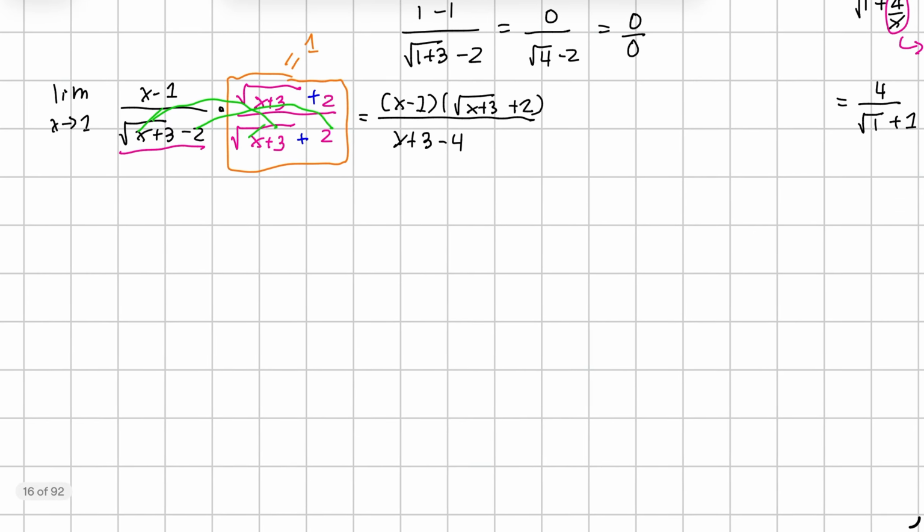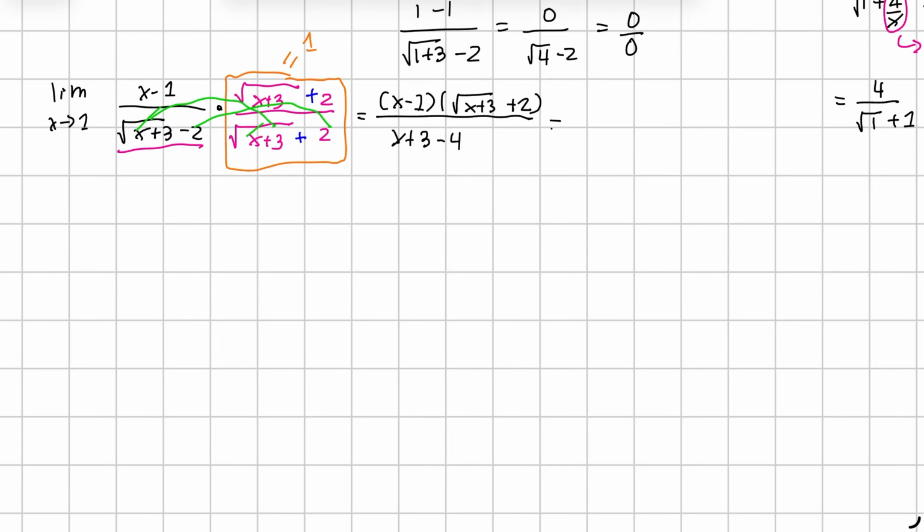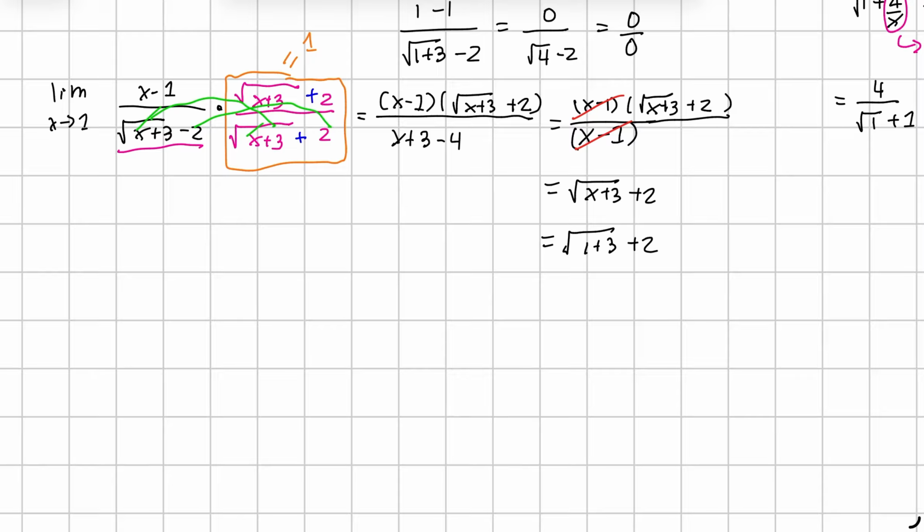Now, what can we do next? Well, this is going to simplify to x minus 1. And this is x minus 1 times root x plus 3 plus 2. So then you can cancel out that x minus 1 right here. And this is equal to the square root of x plus 3 plus 2, which is, now we can substitute in our 1. That's going to be square root of 1 plus 3 plus 2, which is 2 plus 2, aka 4.